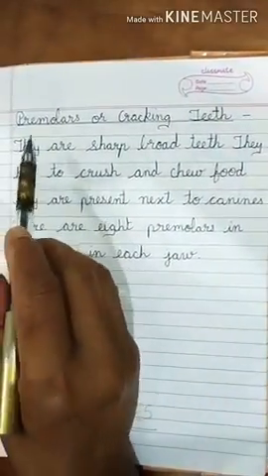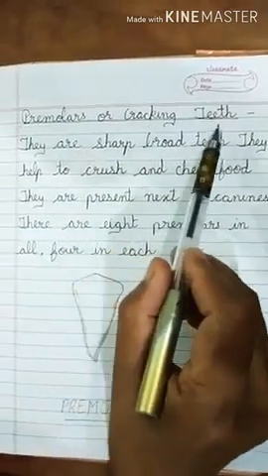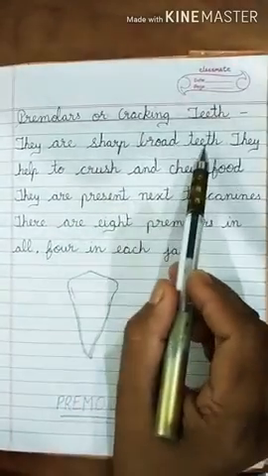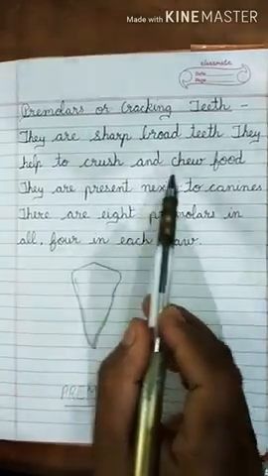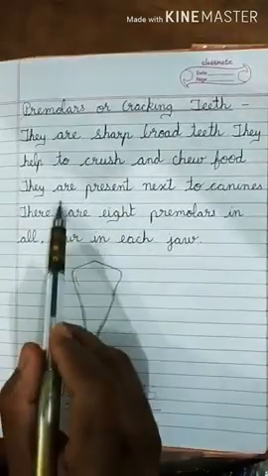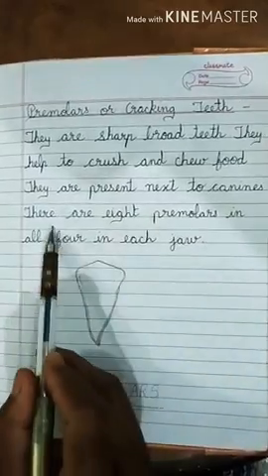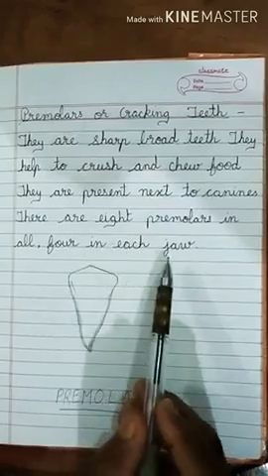Now we'll come to the 3rd type of teeth, that is premolars or cracking teeth. They are sharp, broad teeth. They help to crush and chew food. They are present next to canines. There are 8 premolars in all, 4 in each jaw.